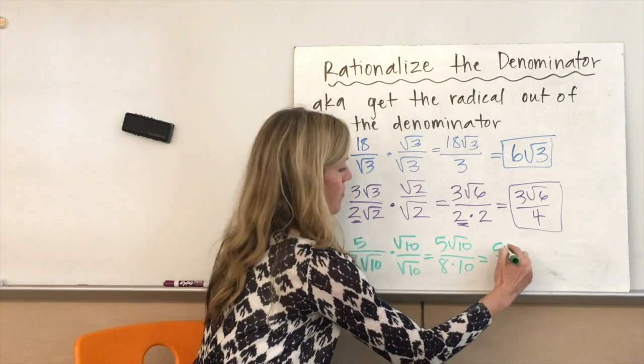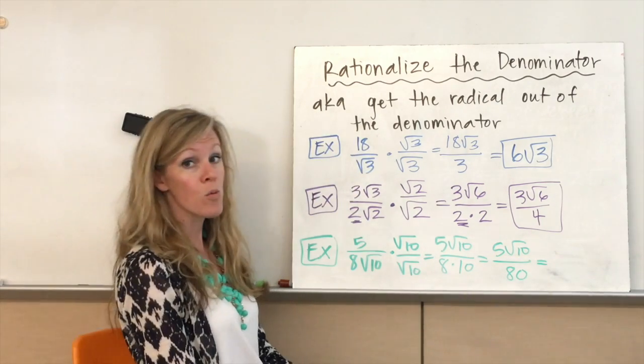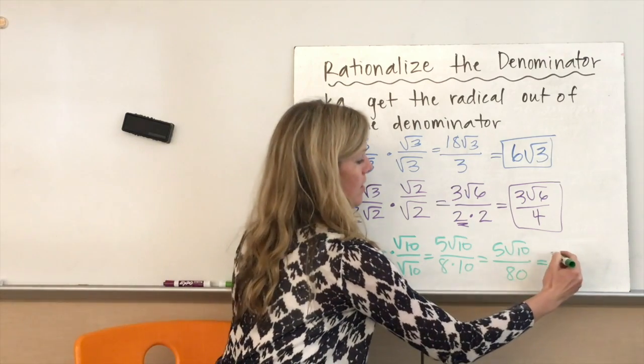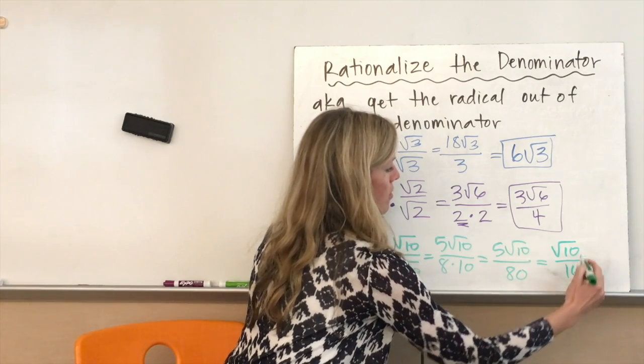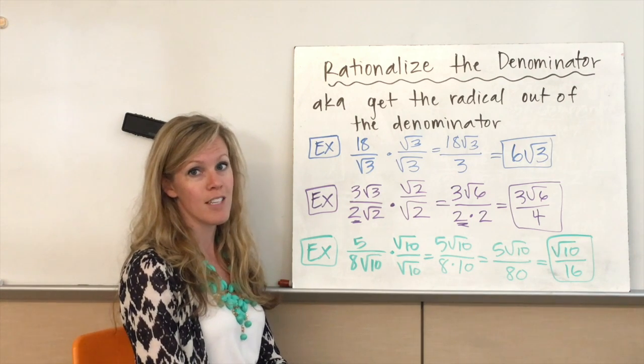which equals 80, which simplifies to 1 over 16. Indeed, and we still have our radical 10 there in the numerator. So our most simplified answer is radical 10 over 16.